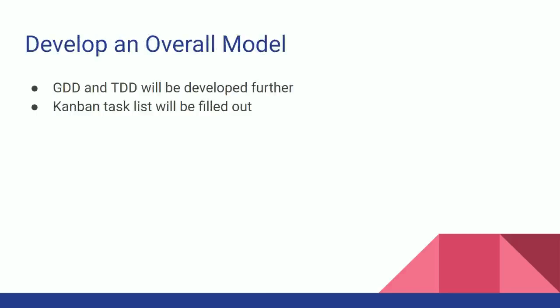Develop an overall model. In this phase we further develop the documents such as the game design document and a technical design document, as well as other design documents. And the Kanban list will be filled out to the best of our ability. We will understand that the project is very technically driven, and thus it's inevitable to fail to foresee all future tasks, as some may be realized during development.